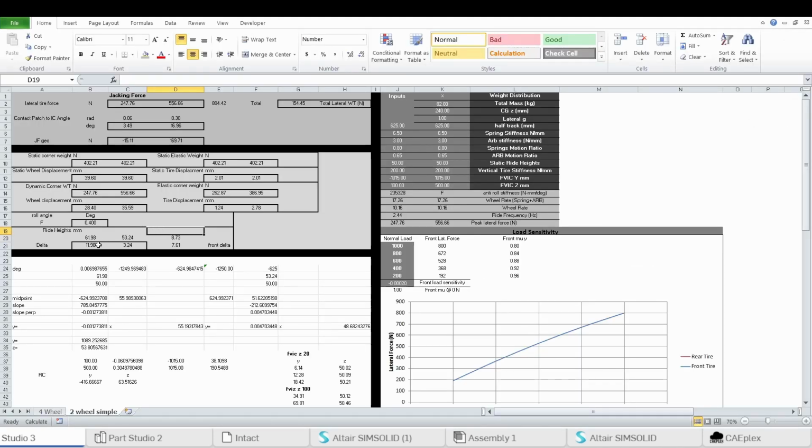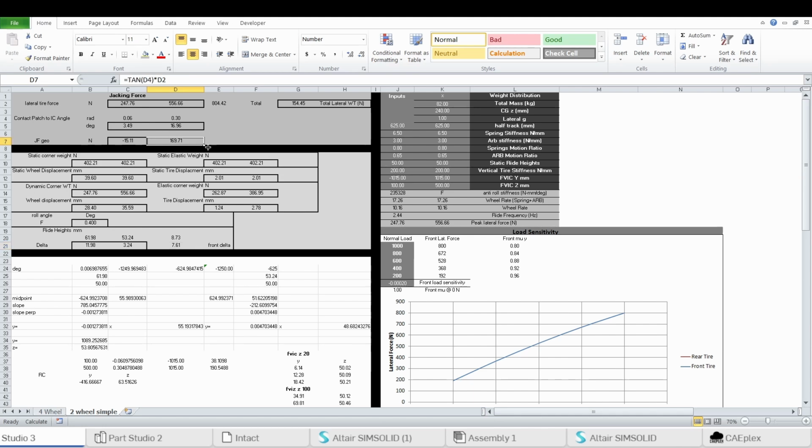And then I find the delta of how much it changed from static into your turn. So in this case, the inside lifted 11.98 millimeters, and the outside also lifted, but 3.24. Taking the average of those, the delta moved up 7.61 millimeters. So the jacking force didn't keep the same ride height. It actually moved it up. And that's all from the jacking force.